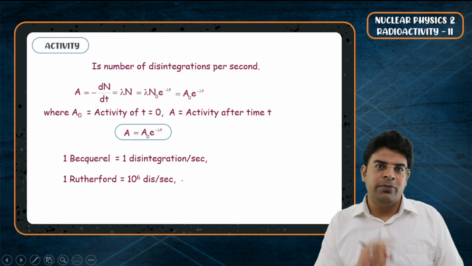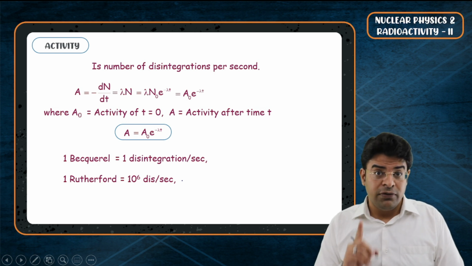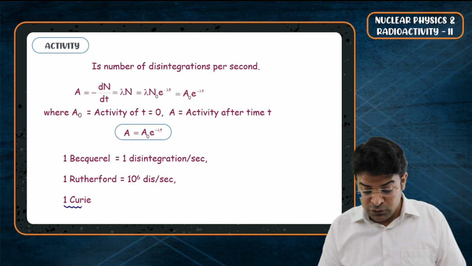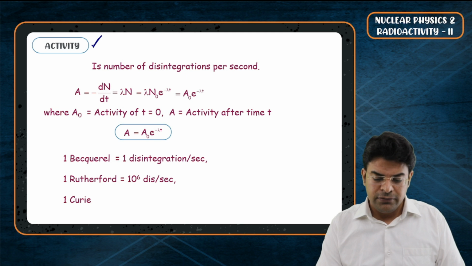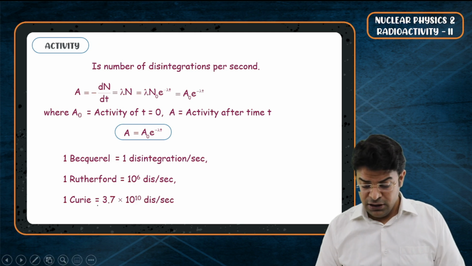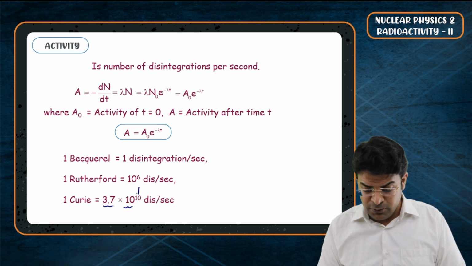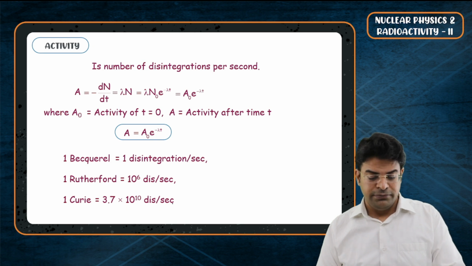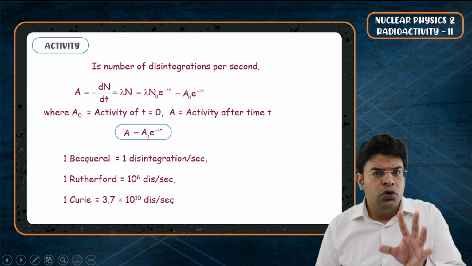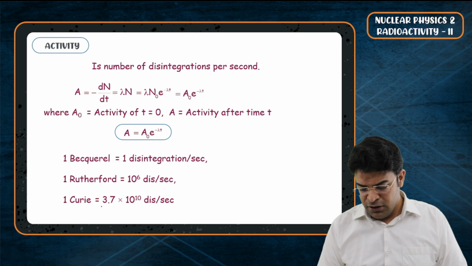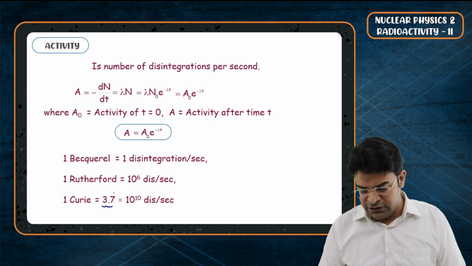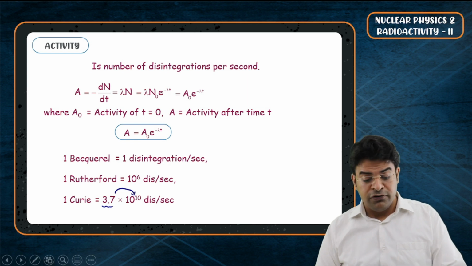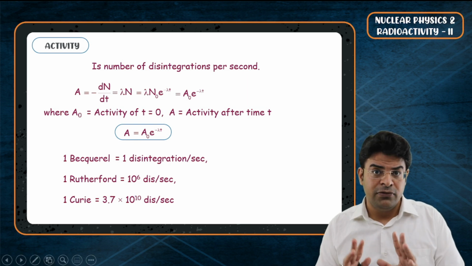Then we need to remember one more type of unit which is important, that is 1 Curie. 1 Curie is also a unit of activity. 1 Curie is 3.7 into 10 raised to the power of 10 disintegrations per second. How to remember it? I mugged it up. First I mugged up 3.7, and once I remembered 3.7, 3 plus 7 is 10, so 3.7 into 10 raised to the power of 10 disintegrations per second.